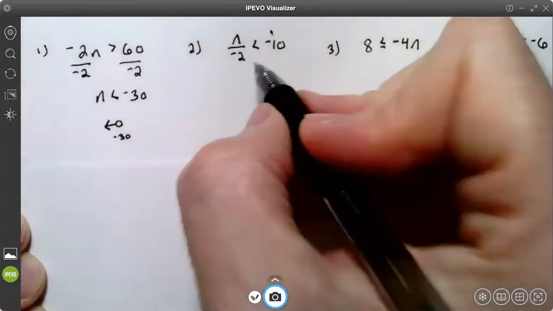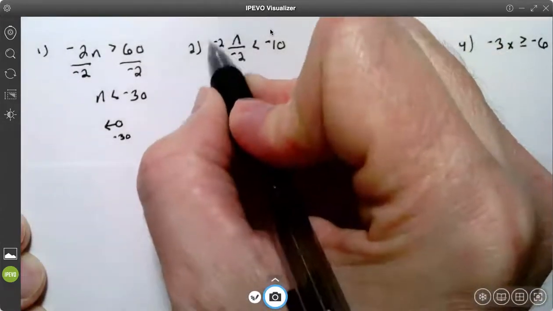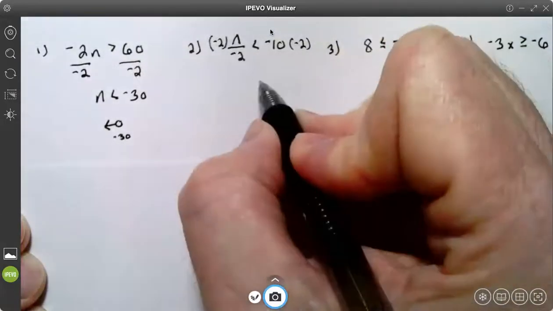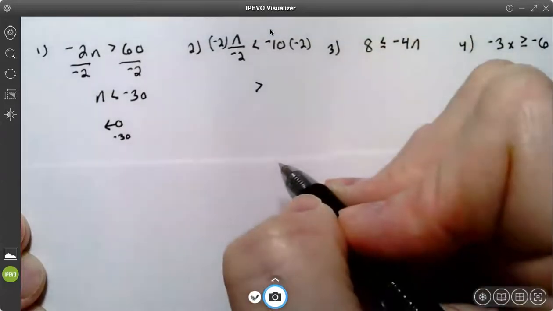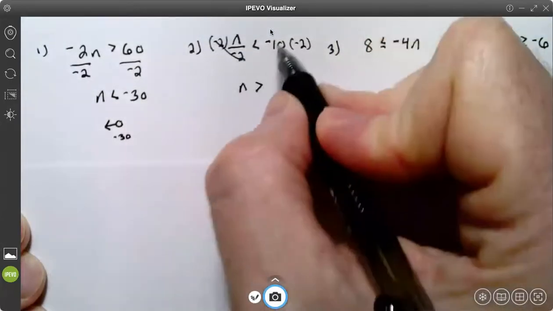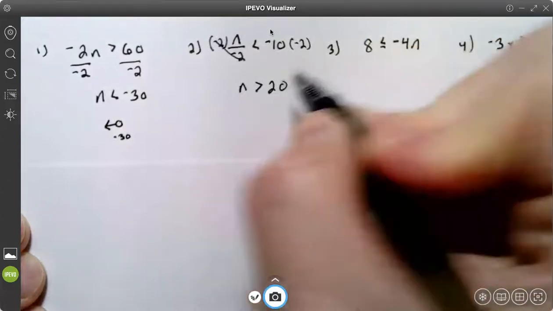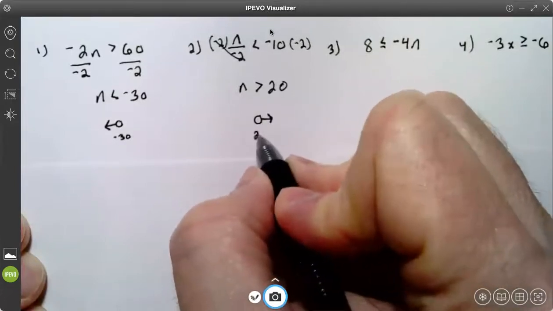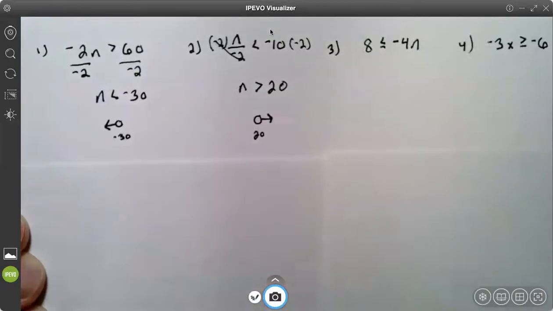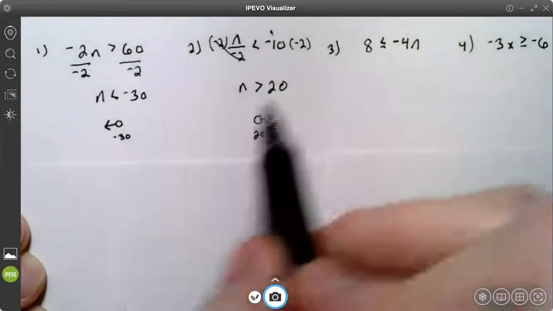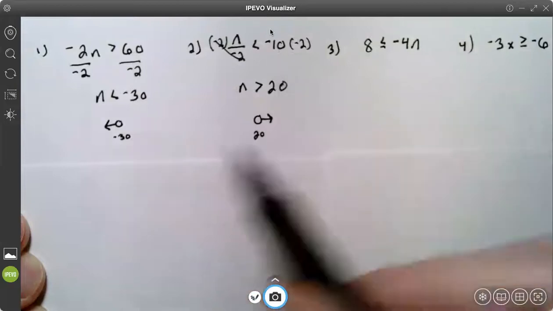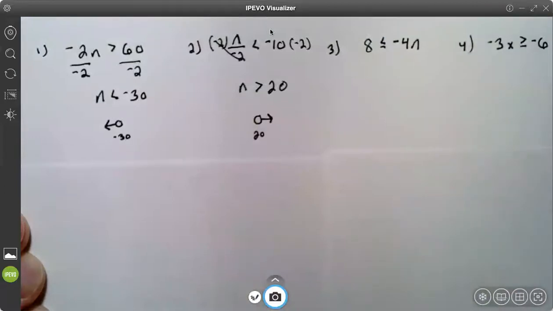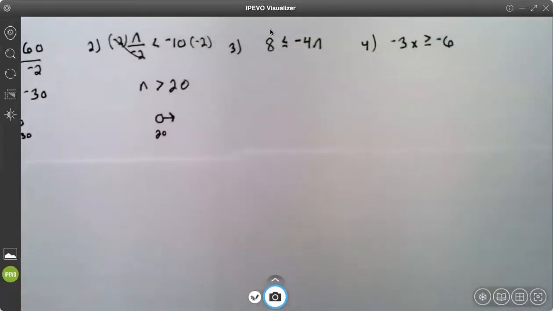Number 2, to get rid of divided by negative 2, I multiply both sides by negative 2. As soon as I say multiply or divide both sides by negative, I'm going to go ahead and flip that sign. These cancel out, give me n. Negative 10 times negative 2 is positive 20. Super simple graph. That would be open circle to the right over the 20. It does not matter if this 60 is positive or negative. It does not matter if this 10 were positive or negative. All that matters is that I divided both sides by negative here, and I multiplied both sides by negative here. If you multiply or divide both sides by negative, you have to flip the symbol.